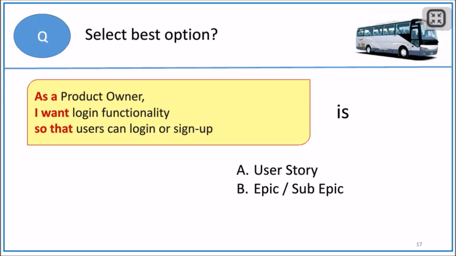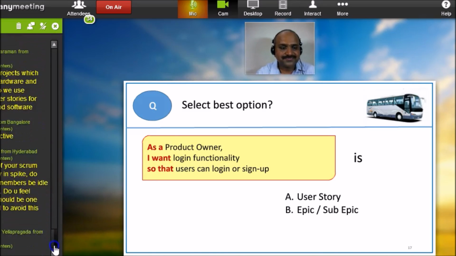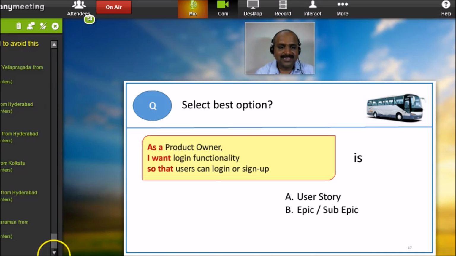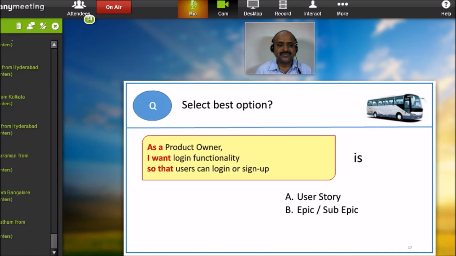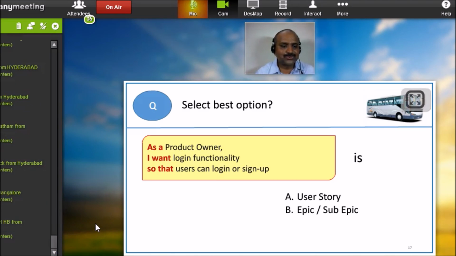Now the question is: the item, as a product owner, I want login functionality so that users can log in or sign up, is it a user story or an epic or a sub epic? Can you please type your answer, option A or option B, in the chat window? Select your option in the chat window and submit. I want others also to attempt. Is it a user story or an epic?